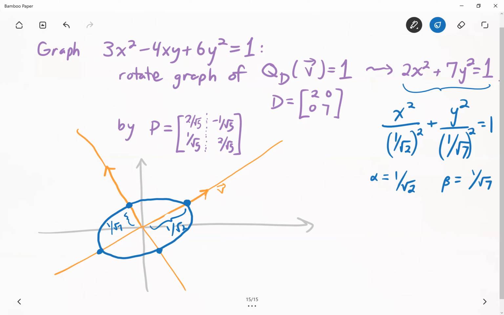And so there we have it. So we've learned how to graph rotated conic sections, that is quadratics which include that xy term, using a little bit of matrix algebra.